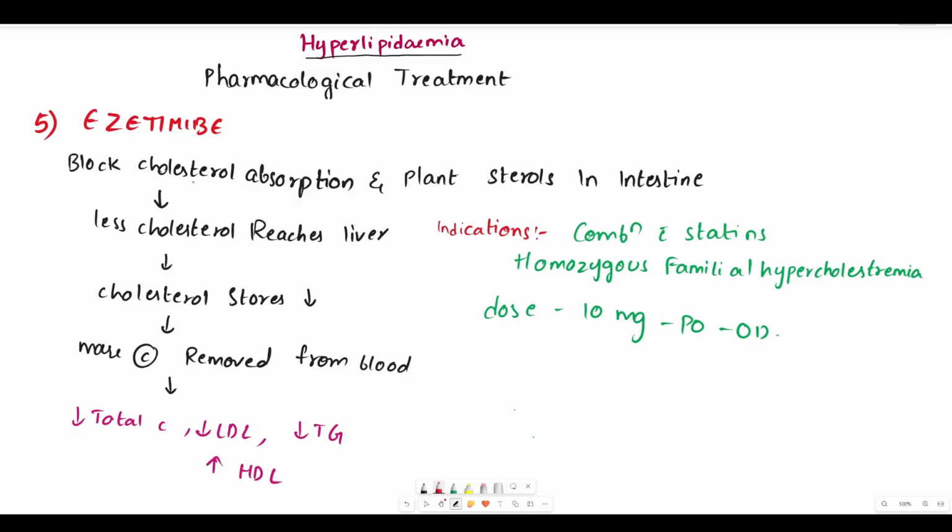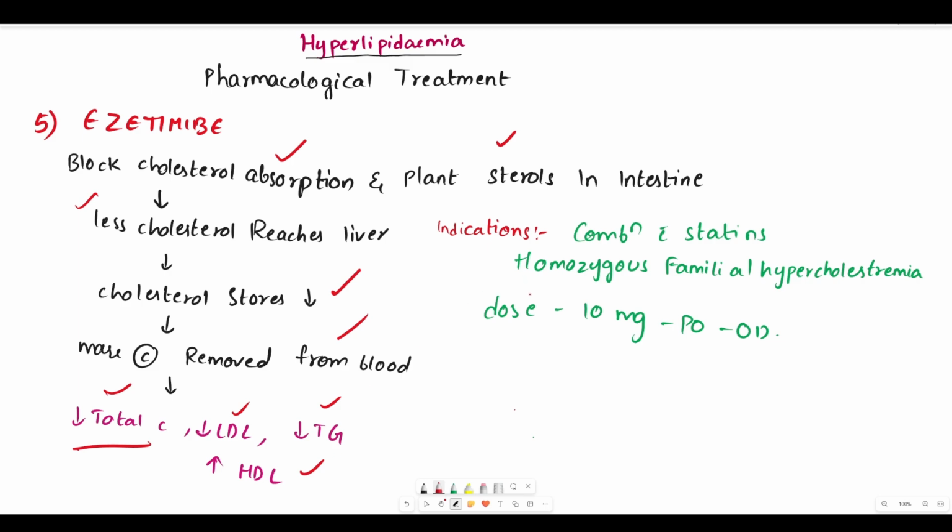The mechanism is that it blocks the cholesterol absorption from the intestine, and also the plant sterols from the intestine will be blocked, due to which the cholesterol reaching the liver will be less. Thereby the cholesterol stores present in the liver get reduced, due to which more cholesterol gets removed from the blood. When more cholesterol gets removed from the blood, it leads to reduction in the total cholesterol, reduction in the LDL and triglyceride levels, thereby increasing the HDL levels.